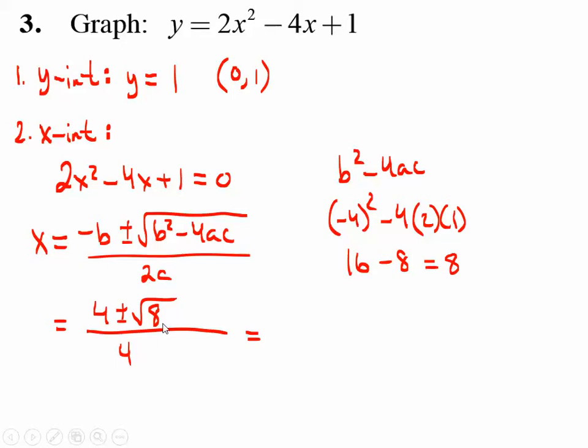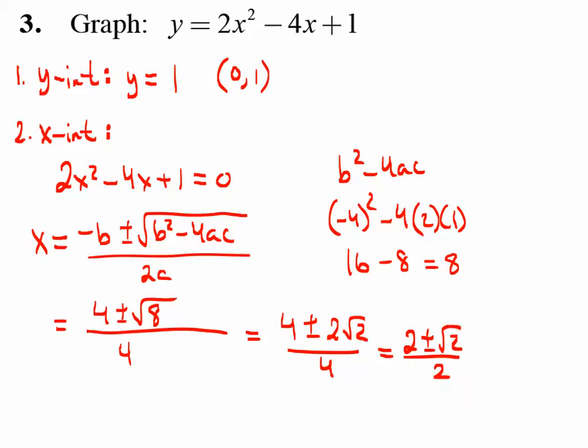Isn't 8 equal to 4 times 2? And 4 is a perfect square of 2, so tell me if you guys agree that this would be 2 root 2 over 4. And then can I reduce this guy? Yeah. 4, 2, and 2. A 2 can go into all three numbers right here. So we get ourselves a 2 plus or minus. That goes to a 1, and we don't normally write a 1 in front of the roots, so it'd be root 2 over 2. 2's everywhere.